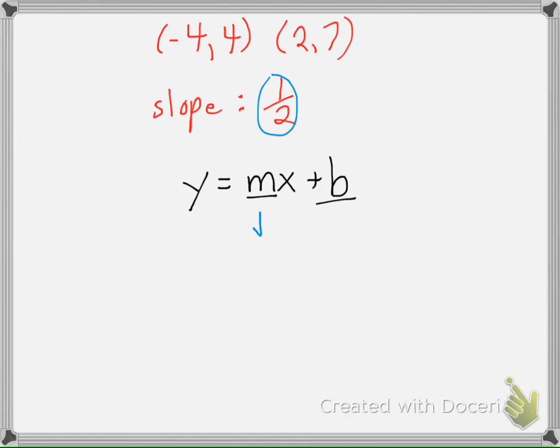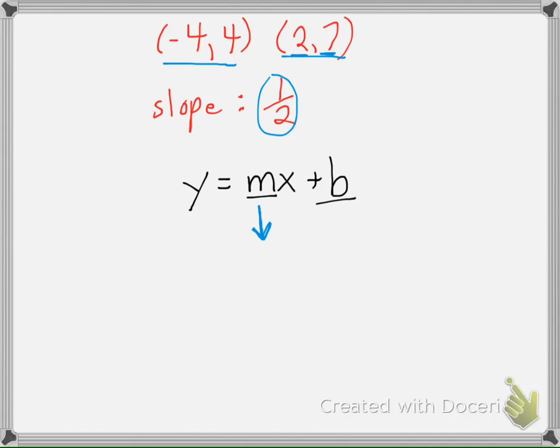I also know, even though I don't know what b is, I know something that y and x can be. Y and x can be a whole variety of things. Remember, the whole thing about a linear equation is it has an infinite number of solutions. But I know 2 of those solutions. I know this is a solution, and I know this is a solution. So I can pick one of them. Let's say I use this one, 2, 7.